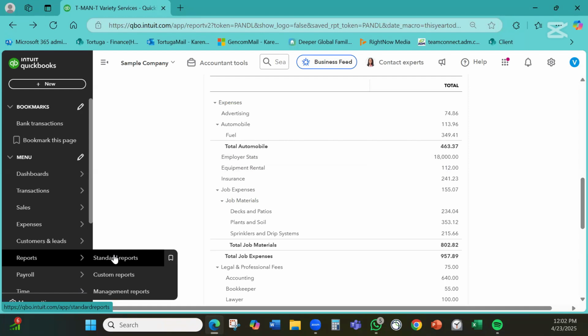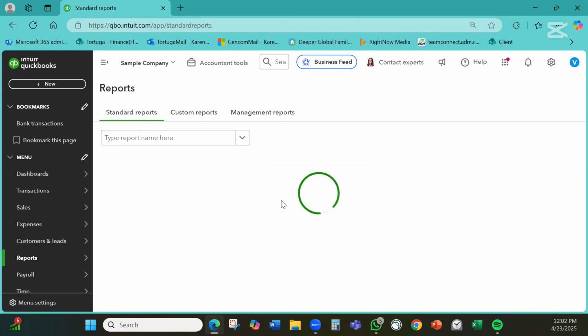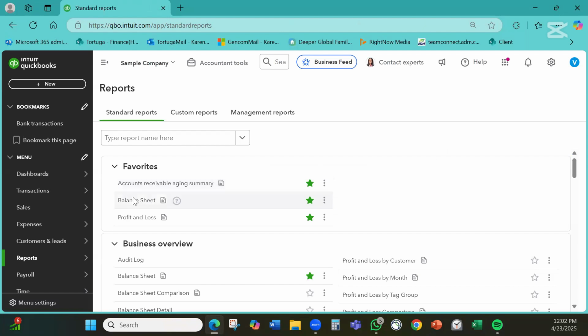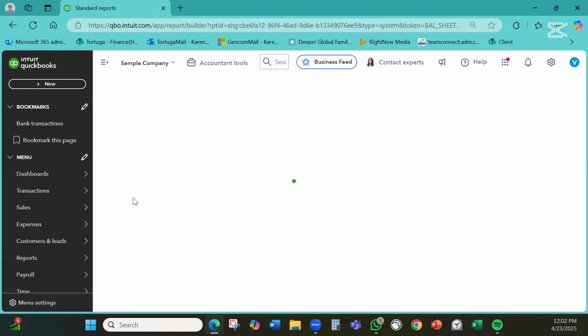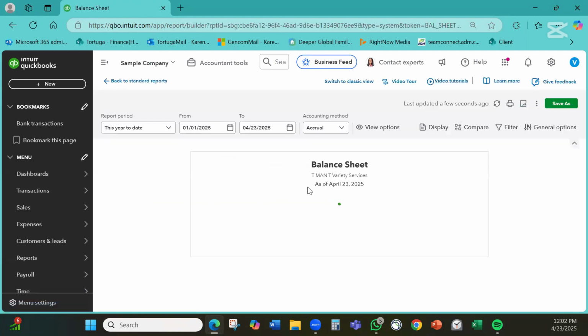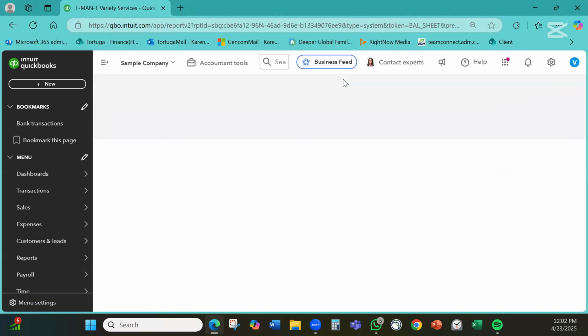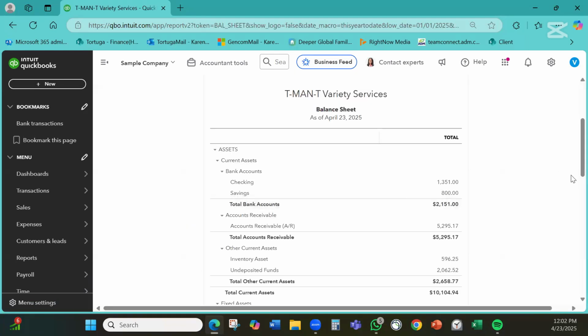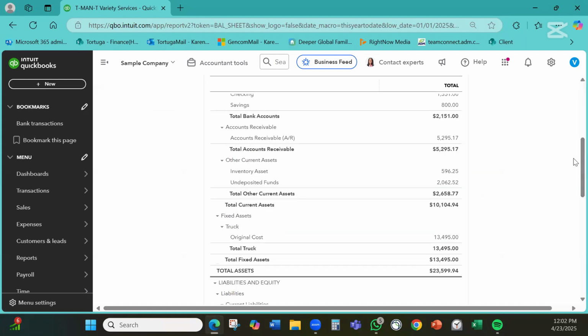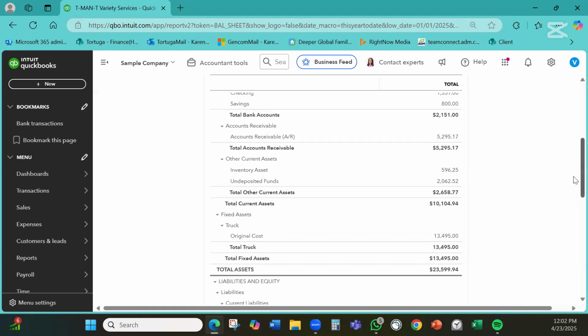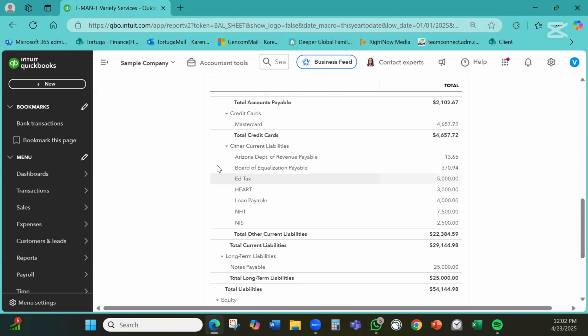So in my balance sheet, switching to the classic view, it was NIS, NHT, and all of that. See them here, right? And they fall under liabilities, current liabilities. So I can look at my balance sheet and know that these things are owing. All right.